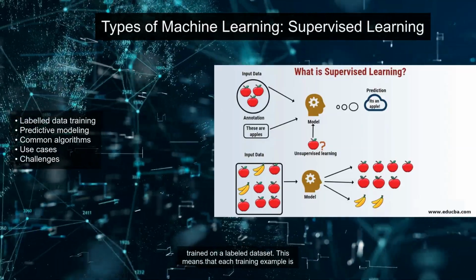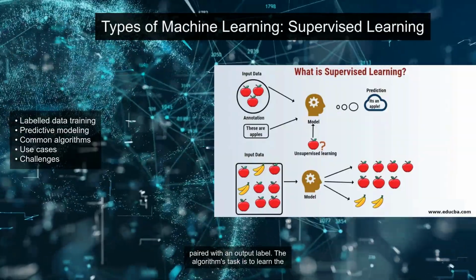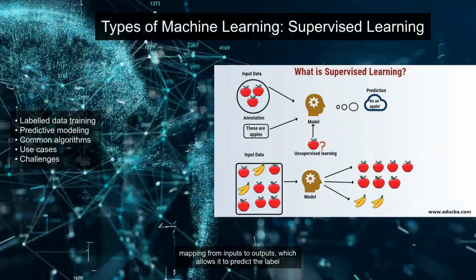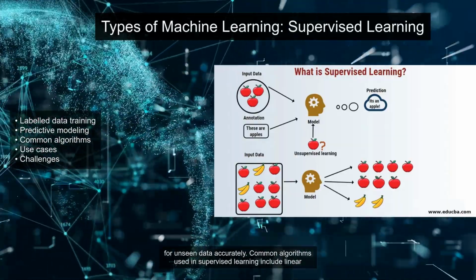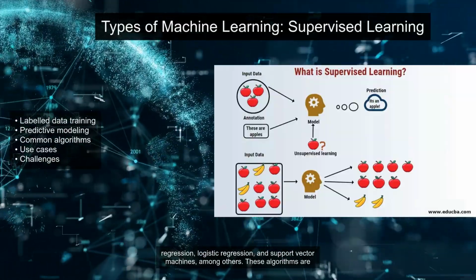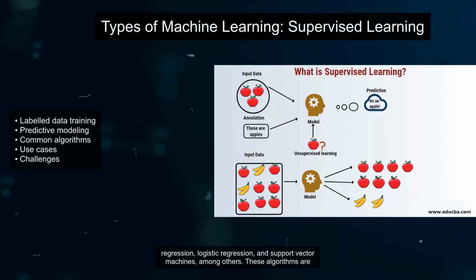Supervised learning is a type of machine learning where the algorithm is trained on a labeled dataset. This means that each training example is paired with an output label. The algorithm's task is to learn the mapping from inputs to outputs, which allows it to predict the label for unseen data accurately. Common algorithms used in supervised learning include linear regression, logistic regression, and support vector machines, among others.